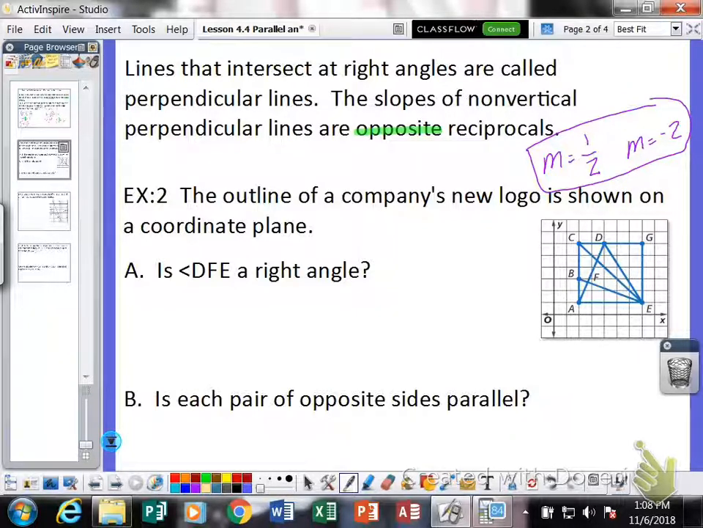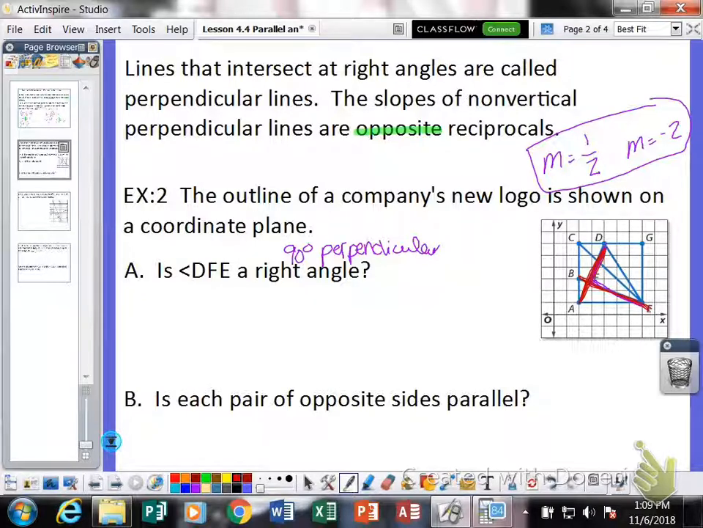The outline of a company's new logo is shown on a coordinate plane. Is angle DFE a right angle? If it's a right angle, we know right means 90 degrees, and 90 degrees means perpendicular. So I need to know if these lines create perpendicular lines. Here's angle DFE in purple; I should have made it red. It connects line segment DA and line segment BE. If I look at those two segments and their slopes, I can determine if they are perpendicular.